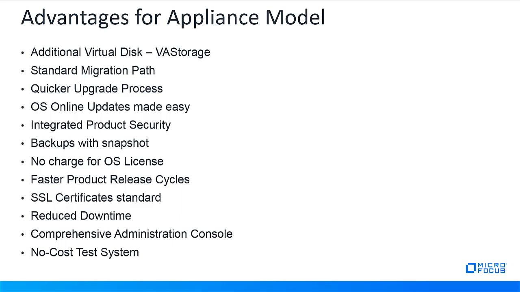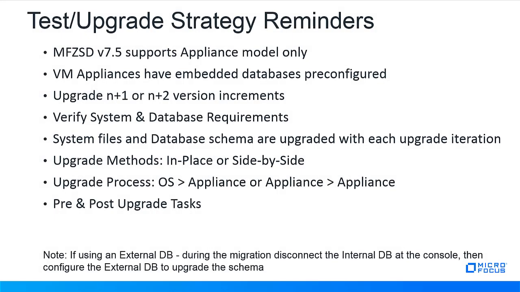Internally minted SSL certificates is the standard and secures the website, and external certificates can be imported easily from the administration console. Change control system downtime for upgrades is vastly reduced, and the administration console on port 9443 allows management of the appliance without additional Linux experience in a common browser. And another advantage of the appliance is you can easily prop up a no-cost test system to train or test upgrades. These testing and upgrade strategy reminders are listed here and explained throughout the presentation.